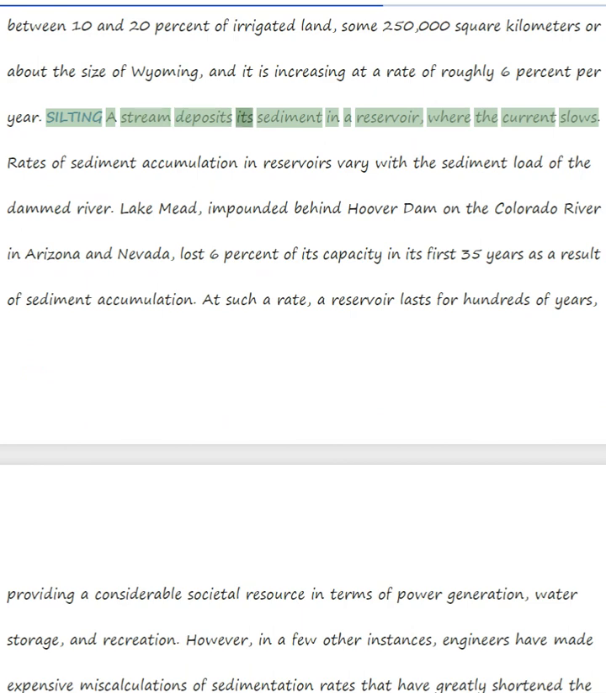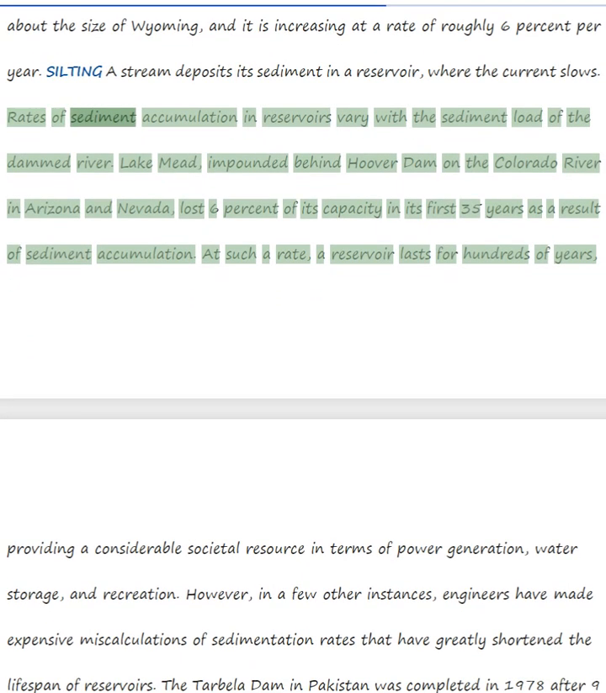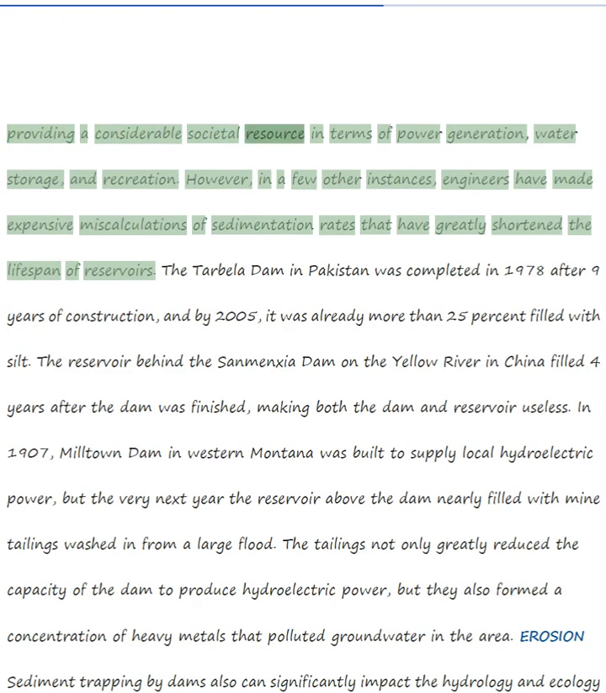Silting. A stream deposits its sediment in a reservoir, where the current slows. Rates of sediment accumulation in reservoirs vary with the sediment load of the dammed river. Lake Mead, impounded behind Hoover Dam on the Colorado River in Arizona and Nevada, lost 6% of its capacity in its first 35 years as a result of sediment accumulation. At such a rate, a reservoir lasts for hundreds of years, providing a considerable societal resource in terms of power generation, water storage, and recreation.